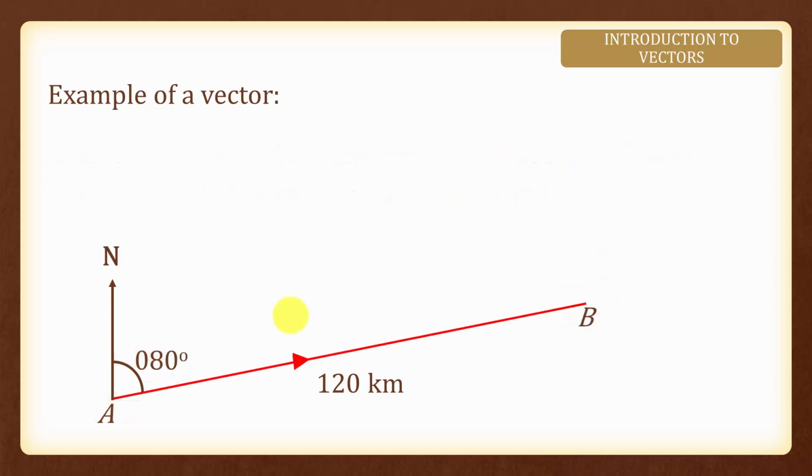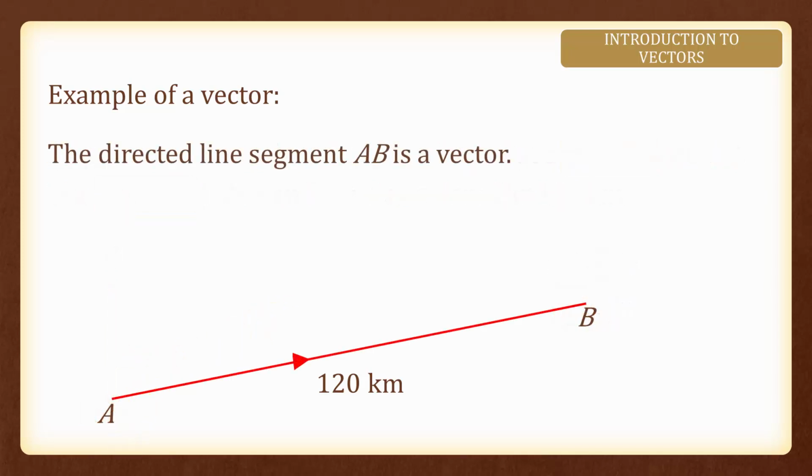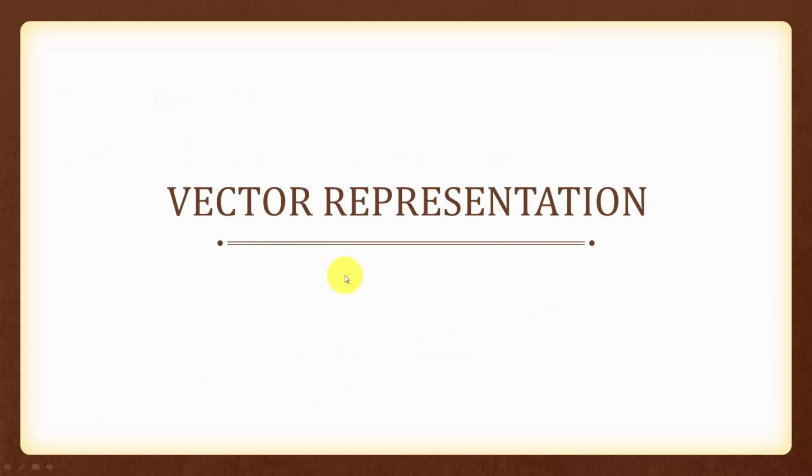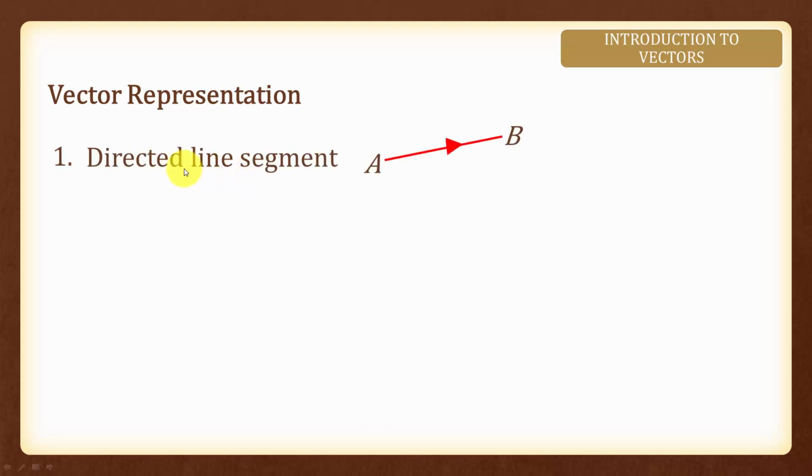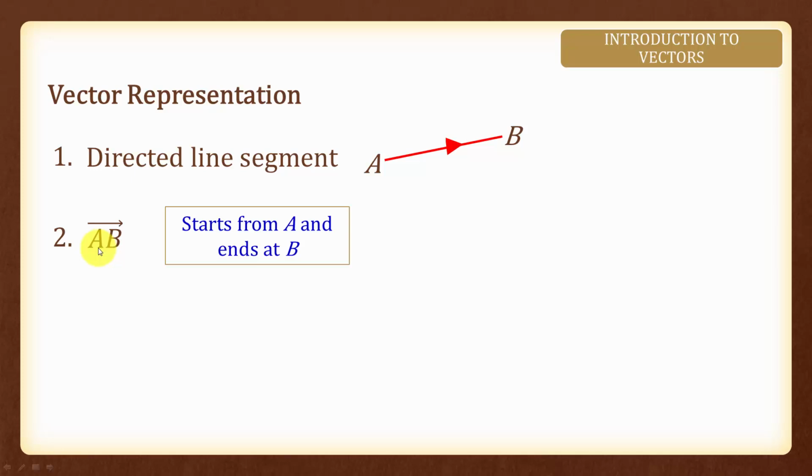We can represent a vector using a directed line segment AB. This directed line segment has a bearing of 80 and a magnitude of 120 kilometers. Let's look at other vector representations. We can represent a vector using a directed line segment as shown previously, or we can represent vectors by using the letters A, B with an arrow on top, pointing to the right. This means that the vector will start from A and end at B.